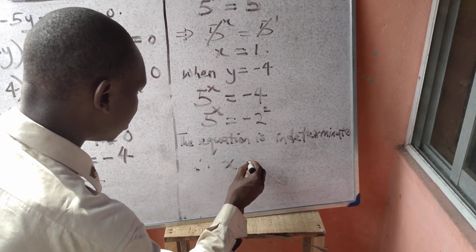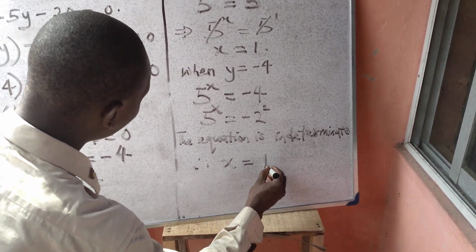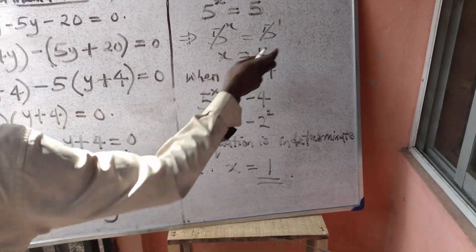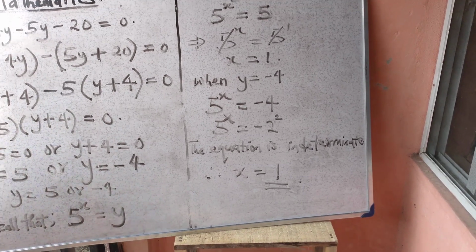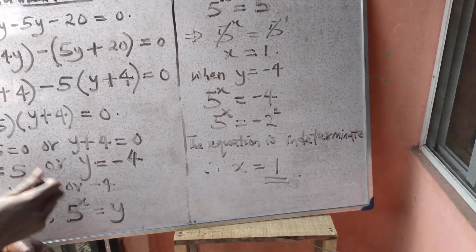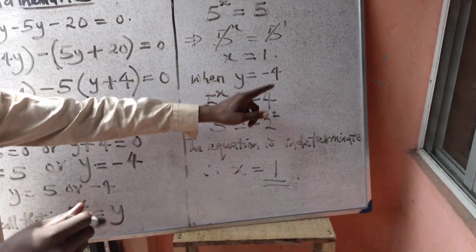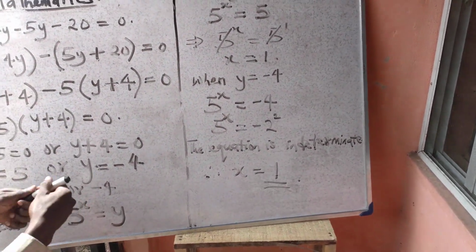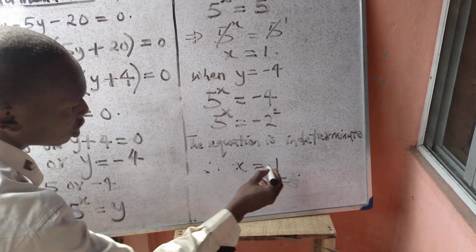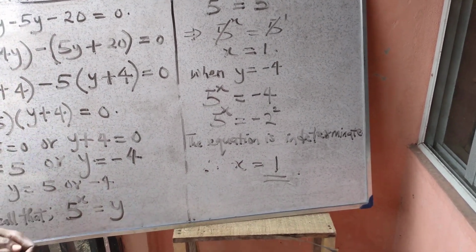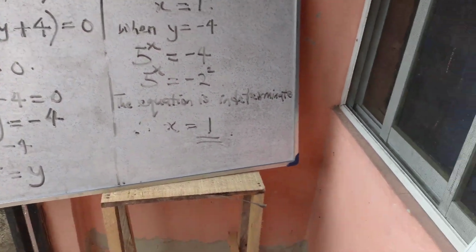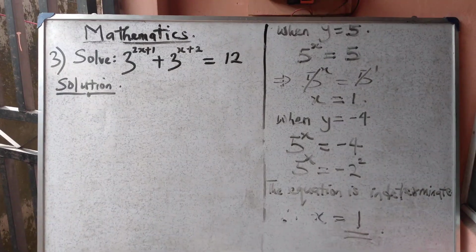Therefore, x is equal to 1. The value of x there is 1. Therefore, the value of x is this one we have got. So please finally obtain the value of x. Okay. Now we're going to look at another question.